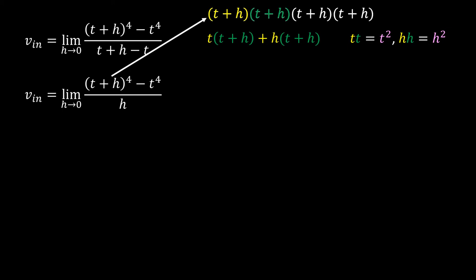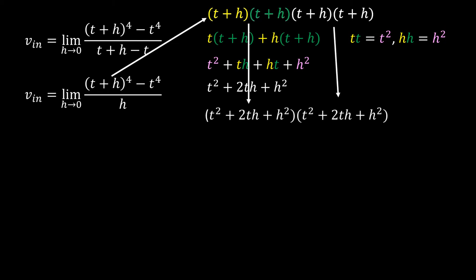The t squared and the h squared are coded pink, indicating they consist of an h and t from each bracketed expression. Expanding the first two bracketed expressions, we get t squared plus 2ht plus h squared. We now repeat the process, this time multiplying t squared plus 2ht plus h squared by itself, as shown again using yellow and green to keep track of the terms.